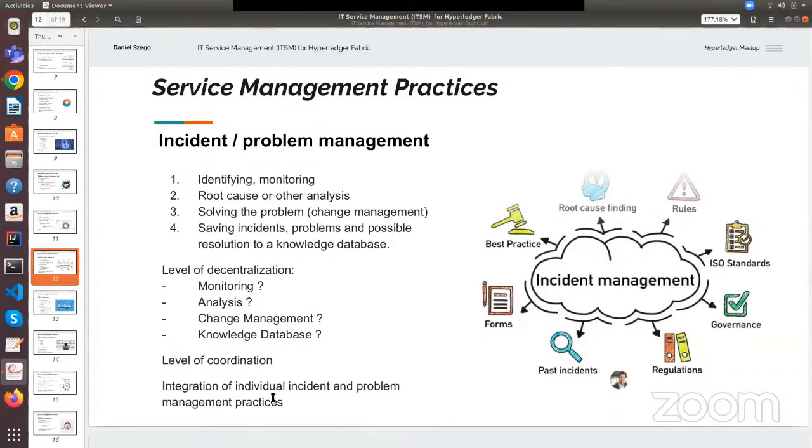But let me just continue. So again, if you have independent companies, and the independent companies have their own IT service management best practices, then it's a little bit questionable how this whole process can be integrated with them.